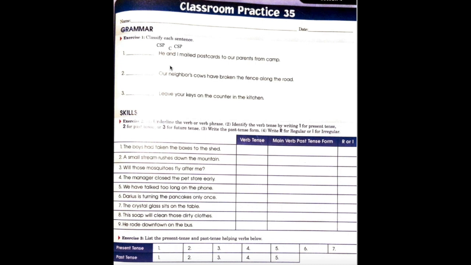What is being said about he and I? What did he and I do? Mailed. It's the action, it's the verb. Could be a verb transitive, we're not sure yet. He and I mailed what? He and I mailed postcards. Postcards is a thing, it's a noun, it's part of the predicate, it's receiving the action, it's being mailed, so it's a direct object. Therefore, this verb is verb transitive.